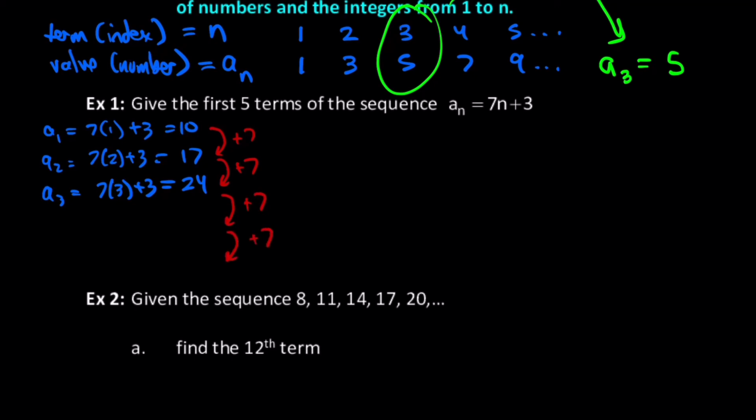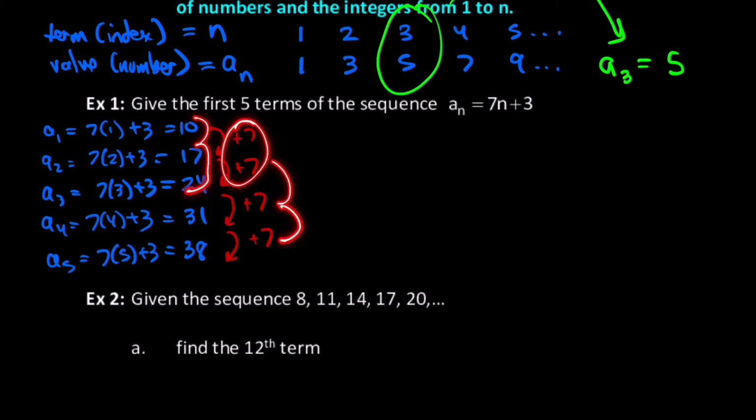So you can kind of come at them from the back end here. 24 plus 7, well, that's 31. 31 plus 7, well, that's 38. Well, let's see if that fits. A sub 4 is 7 times 4 plus 3. That's 28 plus 3. Yep, that worked. A sub 5 is 7 times 5 plus 3. So that's 35 plus 3. Yeah, 38. So there's a couple ways you can get that. You can establish the pattern first, see what that is, and then use that shortcut to get the other ones.